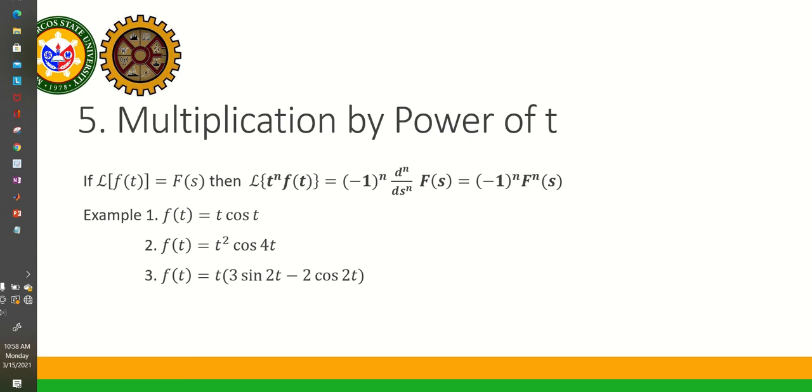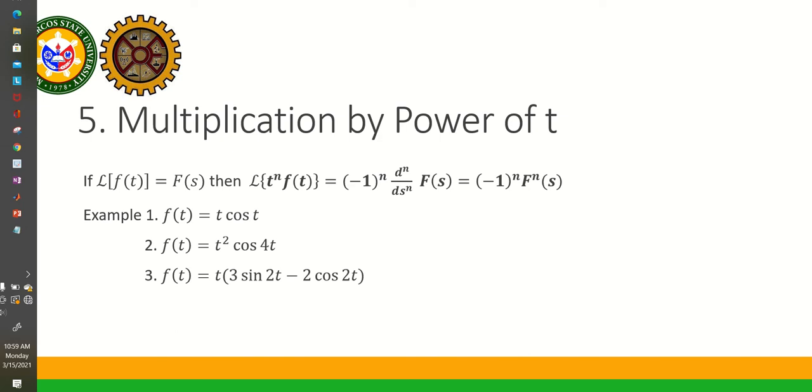Okay, so this is a continuation of our discussion on the properties of Laplace transform. We are now in property number 5, the multiplication by power of t. So, definition: if the Laplace of the function of t is equal to F of s, then the Laplace of t raised to n times the function of t is equal to negative 1 raised to n times the nth derivative of your F of s, or equal to negative 1 raised to n times F raised to n of s.